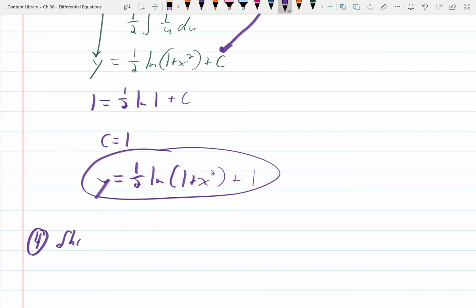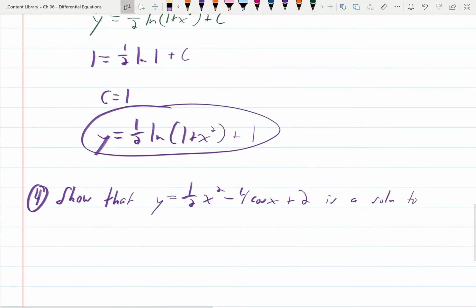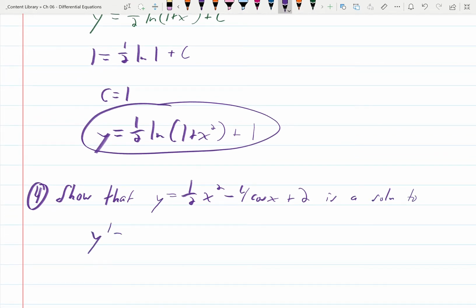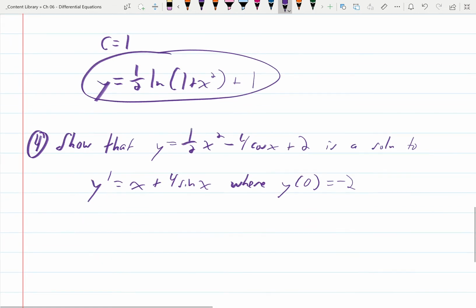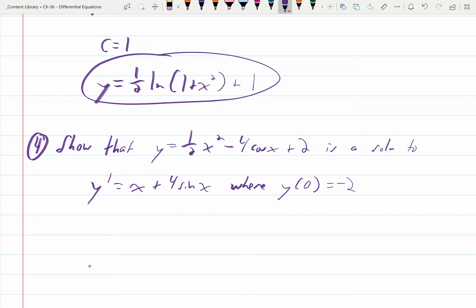We're going to show that y is equal to 1/2 x squared minus 4 cosine of x plus 2 is a solution to the differential equation y prime is equal to x plus 4 sine x, where y of 0 is equal to negative 2. This is sort of like what we did before, but it's going to be two checks now.